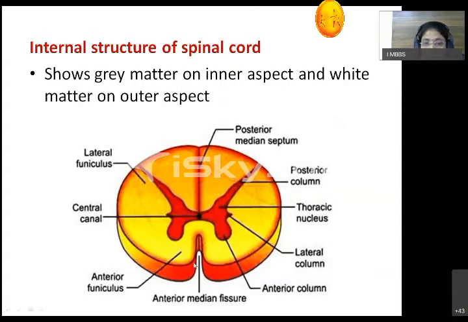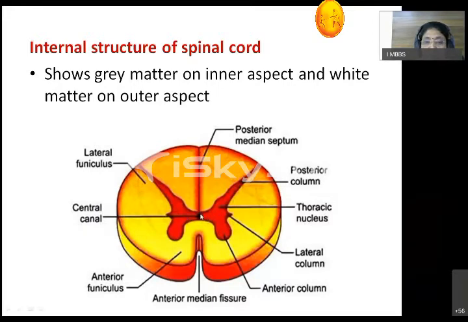As you know, the anterior median fissure and posterior median sulcus divide the spinal cord into two equal halves. Because of these two equal halves, in each half there is comma-shaped gray matter. This comma-shaped gray matter is connected across the midline by a transverse gray commissure.